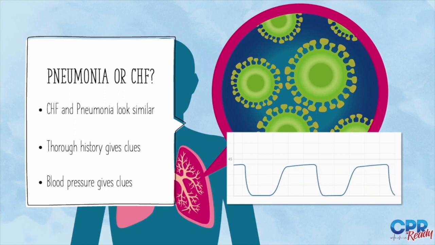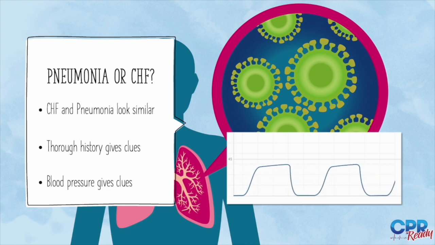And just like we were talking about a minute ago, just like CHF and sepsis can cause low end tidals, so can pneumonia. And to make things even more confusing, both can cause a low pulse ox reading. So we need to think about this one a little bit. So think about heart failure. Heart failure affects both circulation and ventilation.